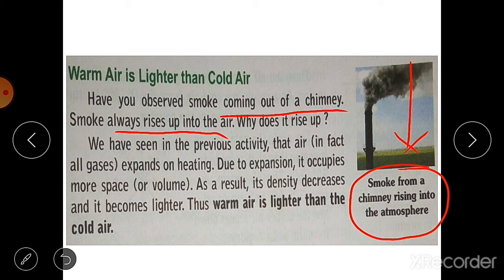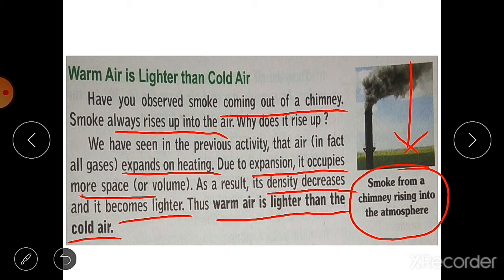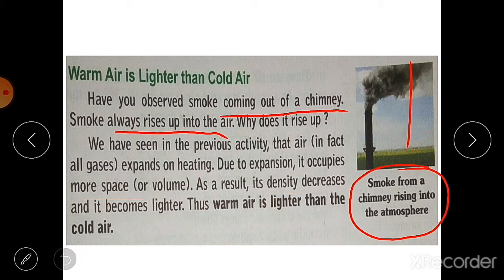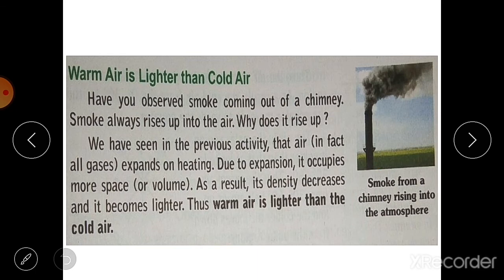Because we have also seen in our previous activity that the air or any gas, we can say all the gases, they expand on heating. Okay, and due to expansion it occupies more space or volume, and as a result its density decreases and it becomes lighter. Thus warm air is lighter than the cold air. Okay, you will see many examples like this in your daily life.